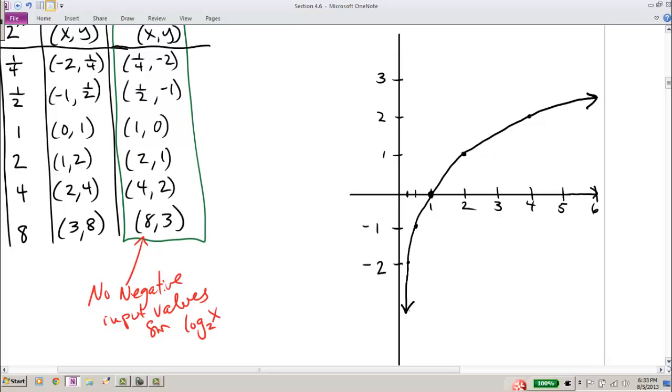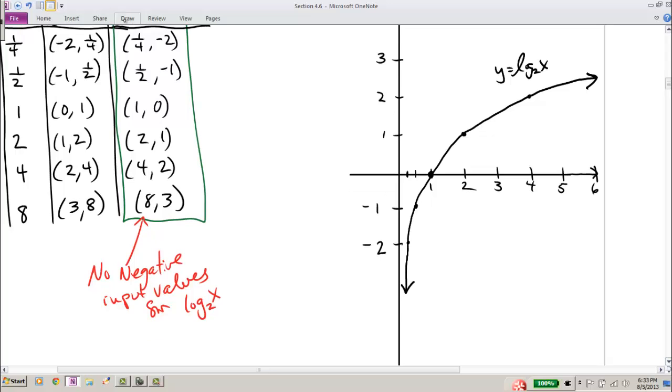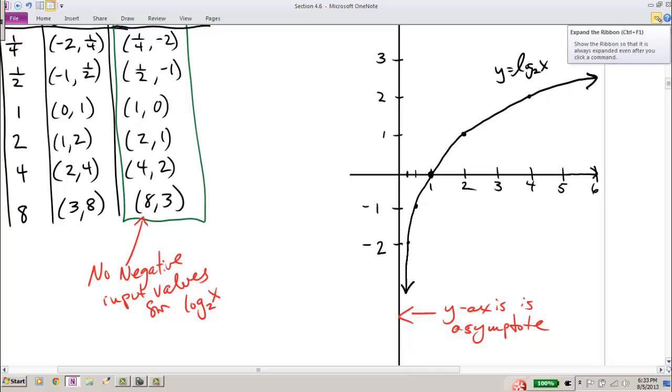And here's our graph of y equals log base 2 of x. It has a very similar shape to the exponential function, only this time we can observe that it's the y-axis that is an asymptote. There are no negative x-coordinates that will be on this graph. And it descends infinitely downward and does climb up as x increases, although somewhat gradually.